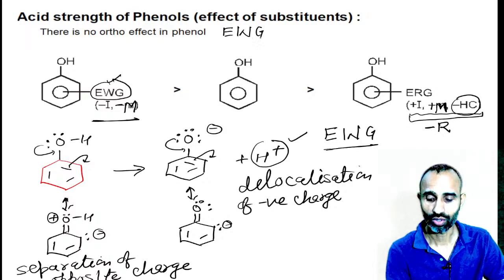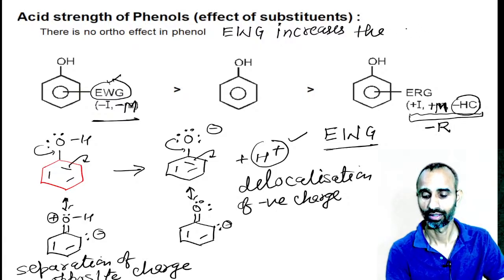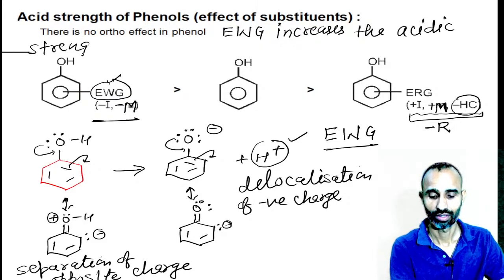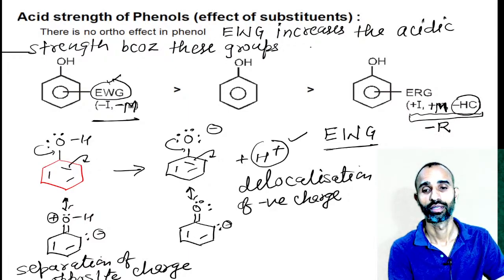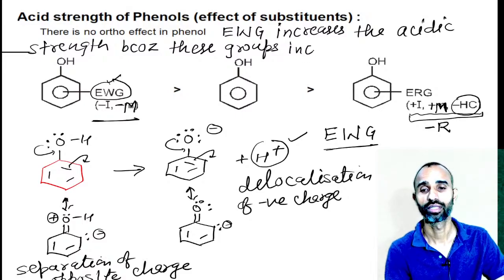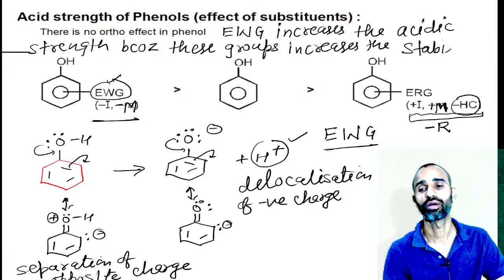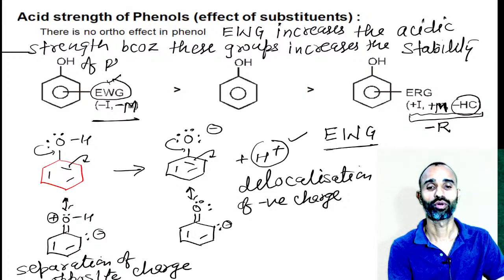Electron withdrawing groups increase the acidic strength, because these groups increase the stability of phenoxide ion.